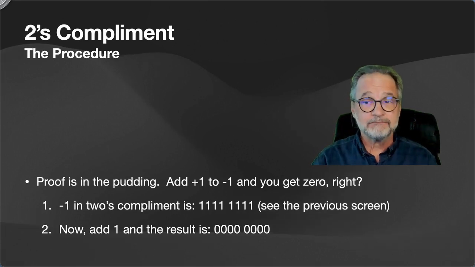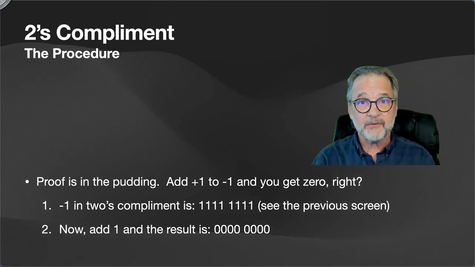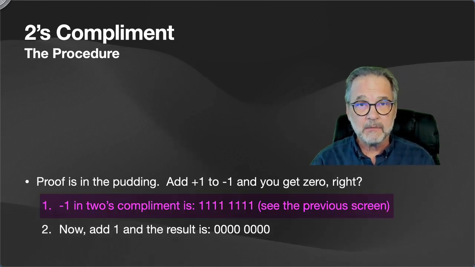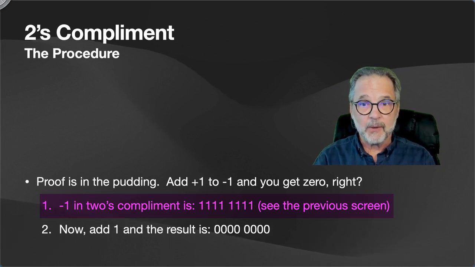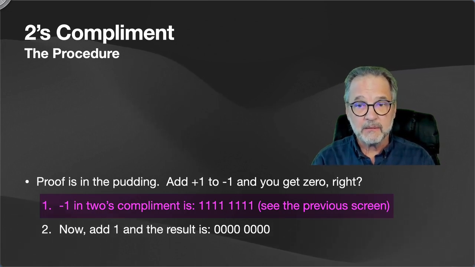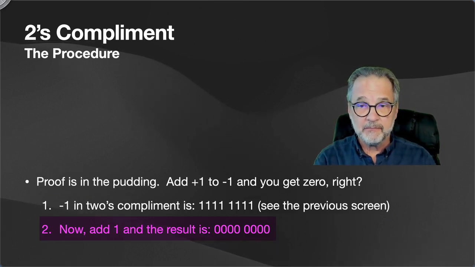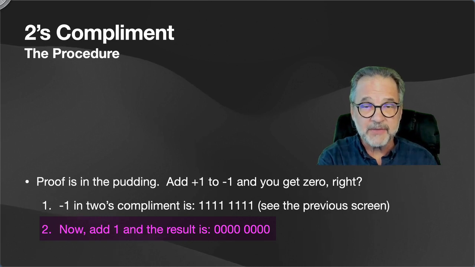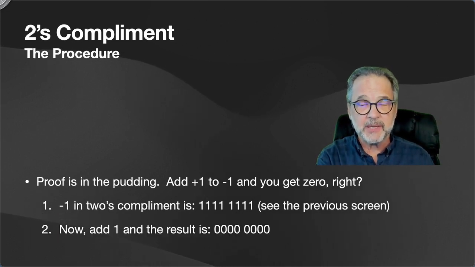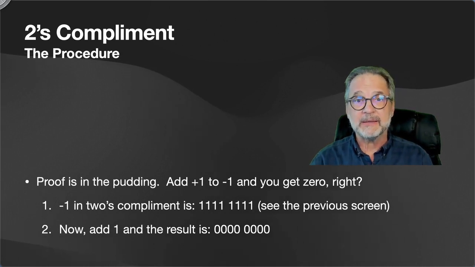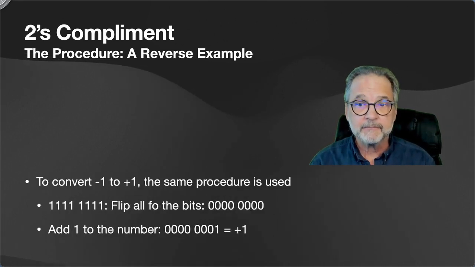Now, how can you prove this? It's very simple. Take those all 1 bits in step number 1 here. That's a negative 1, if you remember our previous screen. Now add 1 to that, and what do you get? You get all zeros. There is a carry bit that's lobbed off the end of the most significant bit as you move left, but it's now all zeros. So negative 1 plus 1 is 0. There you go.